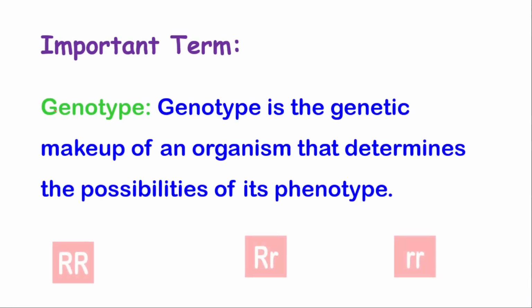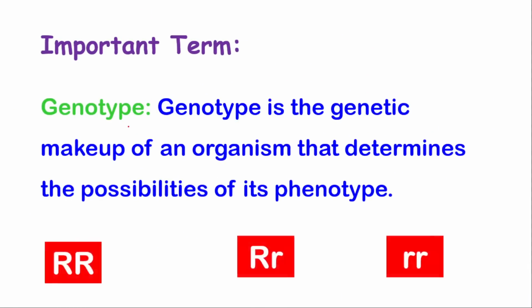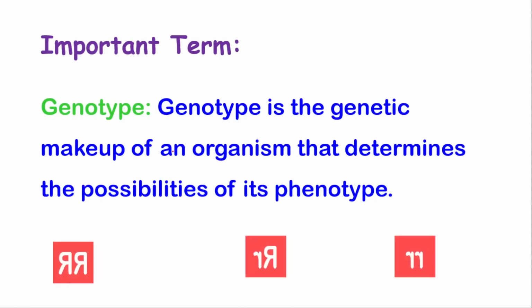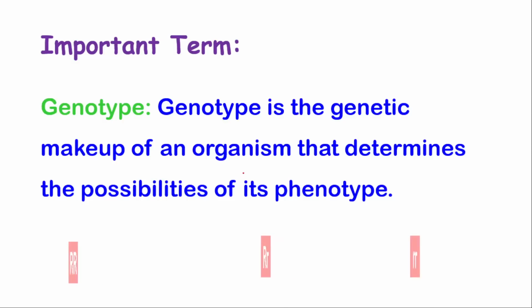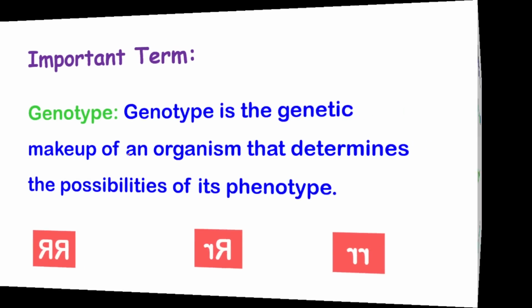All right? Genotype, just to mention genotype. So genotype now is the genetic makeup of an organism that determines the possibility or possibilities of its phenotype. So it's a combination of alleles that determine your phenotype. So in other words, the genetic makeup of the organism.